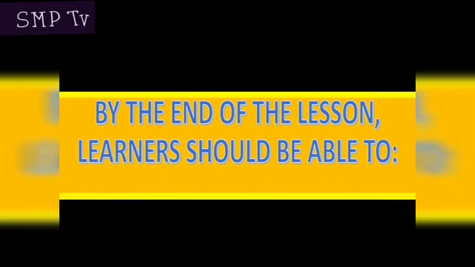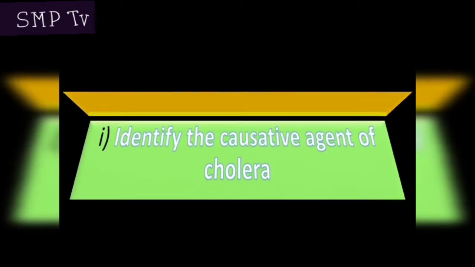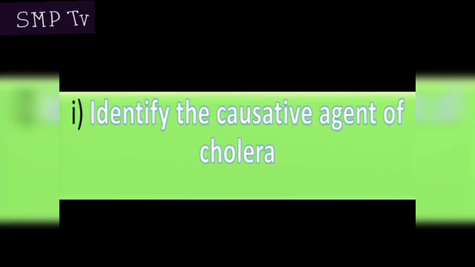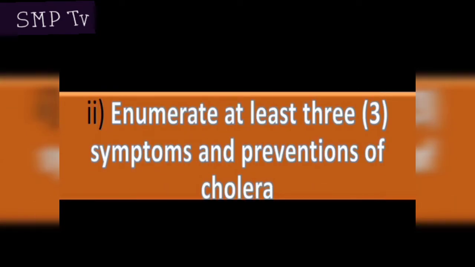So our objectives for today, by the end of the lesson, learners should be able to identify the causative agent of cholera. Enumerate at least 3 symptoms and preventions of cholera.